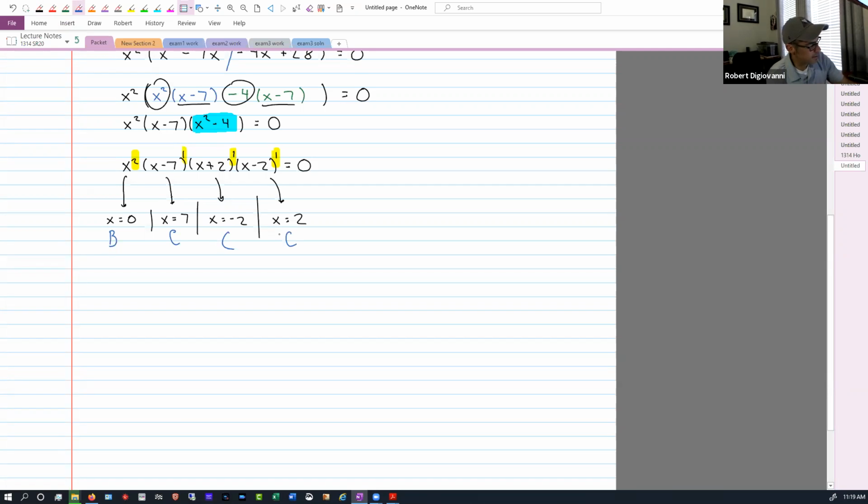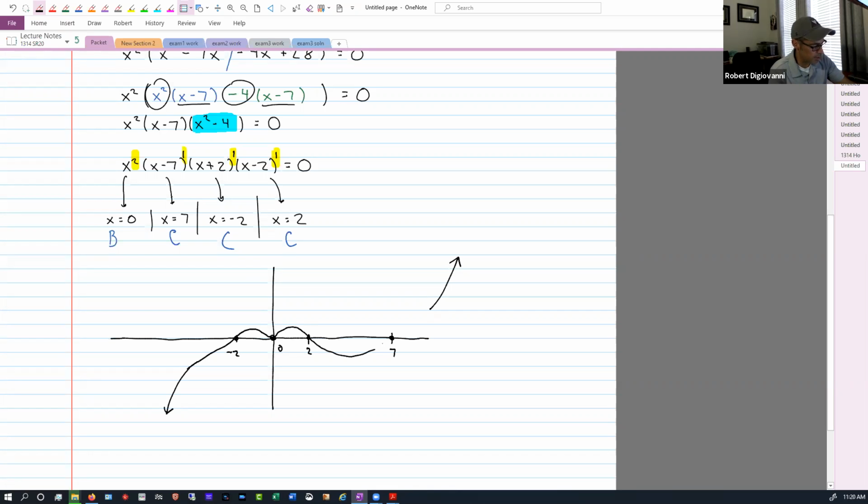And now I'm ready to draw it. Okay, so I'm going to put them down here. 0, 7, negative 2, and 2. Left side goes down, right side goes up. This is a lot like number 2. Really, really a lot like number 2. We're going to cross through at negative 2. We're going to bounce off at 0. We're going to cross through at 2. We're going to cross through at 7. Yeah, that looks a lot like number 2.